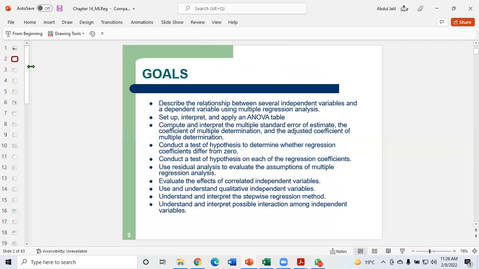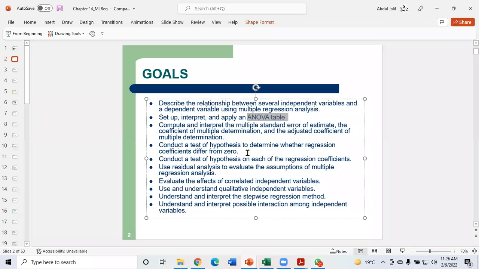So just to give you a hint about what we are going to do: describe the relationship between several independent variables and the dependent variable using multiple linear regression. That's the same thing. Interpret, apply, the ANOVA table. The ANOVA table is always there. In the previous case, we observed the ANOVA table, the analysis of variance table, right? That is showing the regression and the residual combination. F statistic. Compute and interpret the multiple standard error of estimate, the coefficient of multiple determination, and the adjusted coefficient of multiple determination, the R squared.